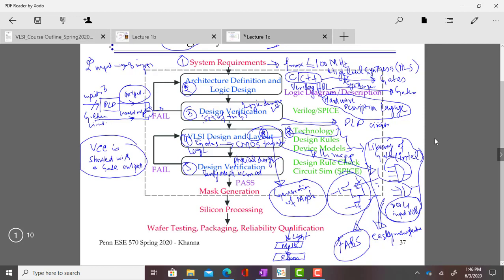And then the 6th step is the mask generation, which is the output of the above step. And then the 7th step is silicon processing. And silicon processing is done not by electrical engineers, but by people from chemistry and physics and all these areas.